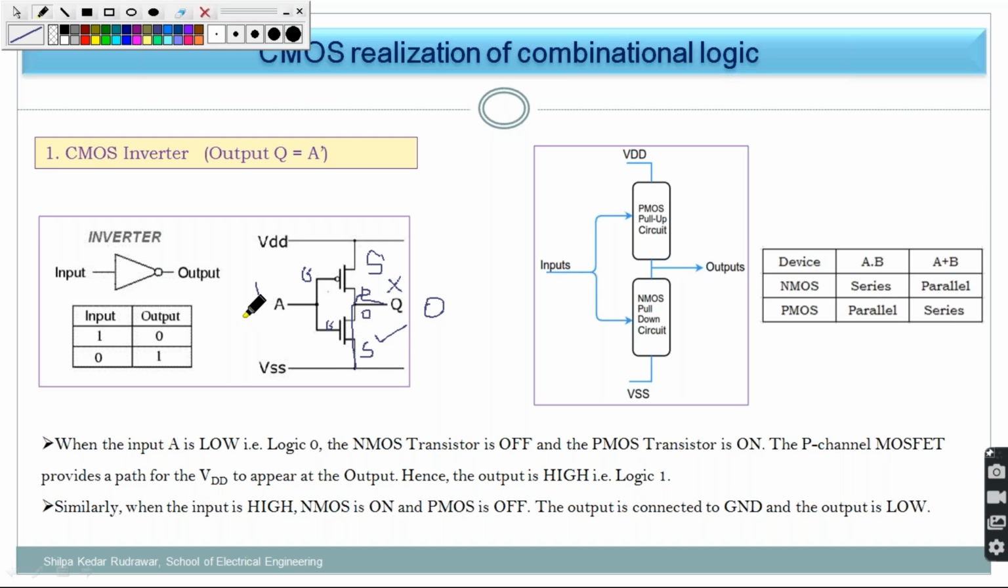Now when I am giving 0 as an input to both the devices, what will happen? As this is the active low device, it will turn on. At the same time, this will turn off. Now, which path are you getting at the output? You are getting the VDD to output path, and that's why the output will be 1. So from this, we can prove that when 1 is given, the output is 0, and when 0 is given, the output is 1, meaning it is inverting the logic. So hope this point is clear to you. I'm going to the next point.